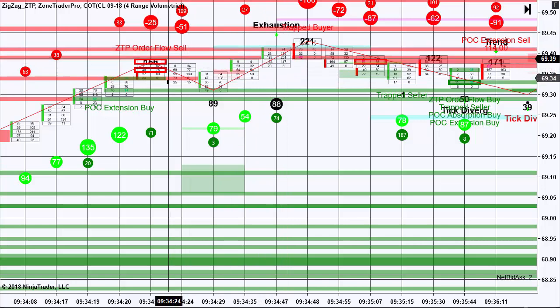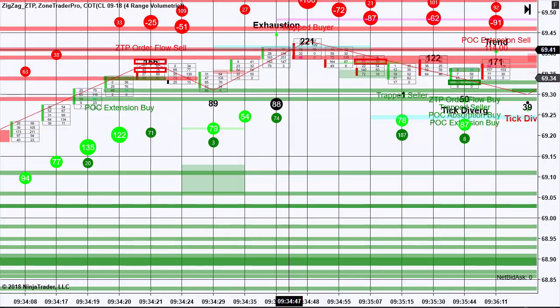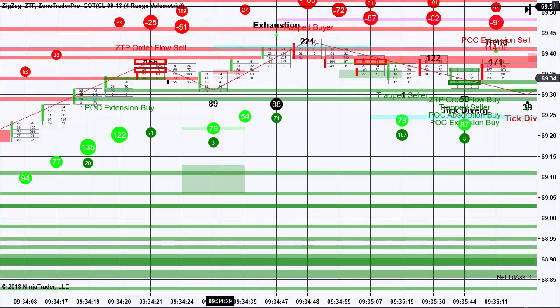So that's why I say exiting here at this ZTP order flow is not a bad idea, or waiting a couple more bars and exiting where we see an exhaustion trade and extension zones being created. What you're doing there is leveraging the strength of the ZoneTrader Pro pricing patterns to your advantage and getting out of this exactly, or as near exactly as you can, at the absolute top of this trade.